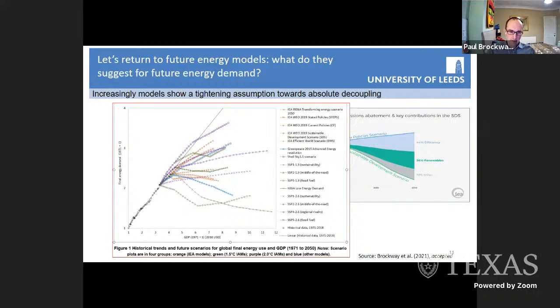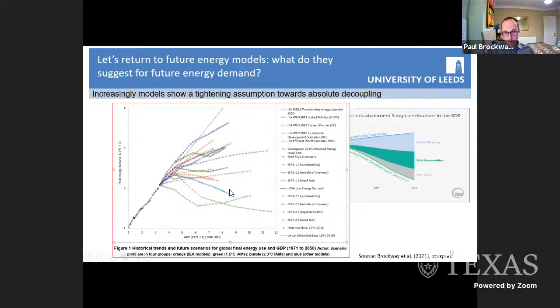And what we did here was we plotted energy use against GDP. The historical record is in the black dots, and then we plotted the projections for energy and GDP for energy economy models, important ones that the IPCC use. That's these SSP scenarios here. The green ones are the 1.5 Paris targets, and the purple ones are the 2-degree Paris targets.